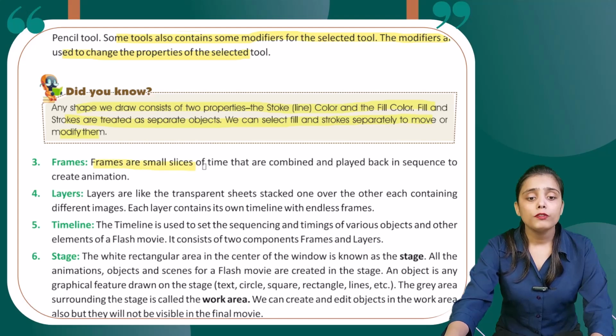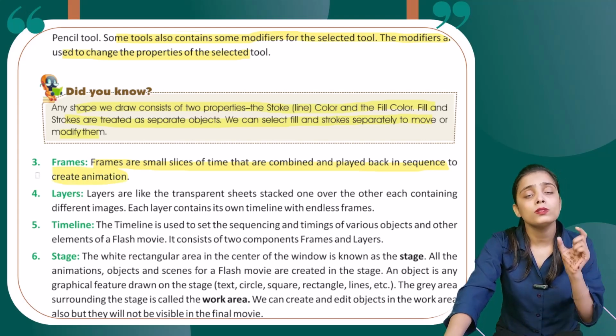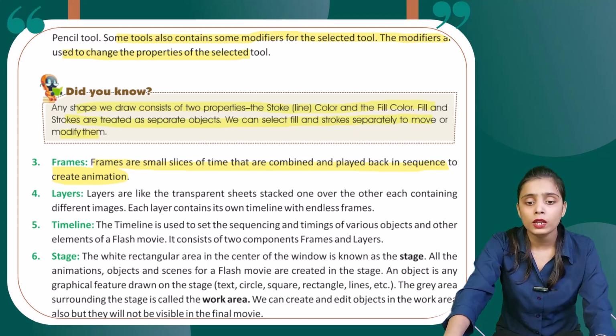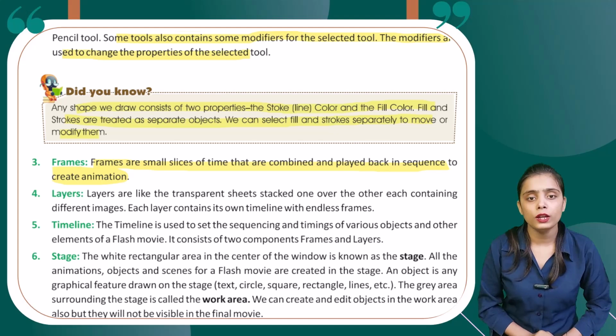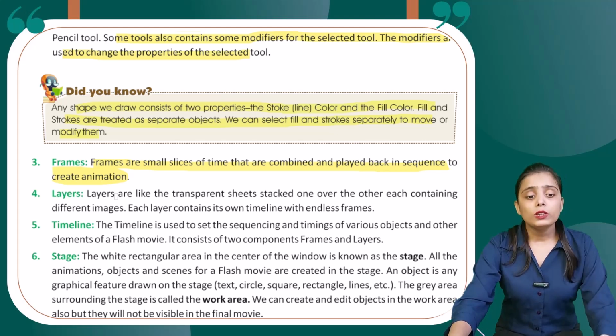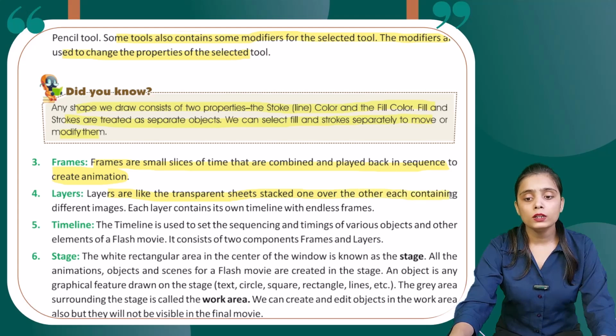Now frames. Frames are small slices of time that are combined and played back in sequence to create animation. So basically बच्चे जो आपको frames होता है वो small slices होते हैं किसके? टाइमिंग के, जो कि combine किए जाते हैं और एक sequence में क्या किए जाते हैं? रन किए जाते हैं. So layers are like transparent sheets stacked one over the other, each containing different images. Each layer contains its own timeline with endless frames.